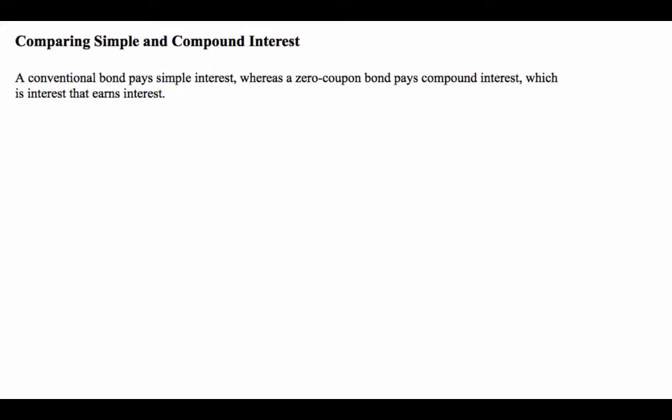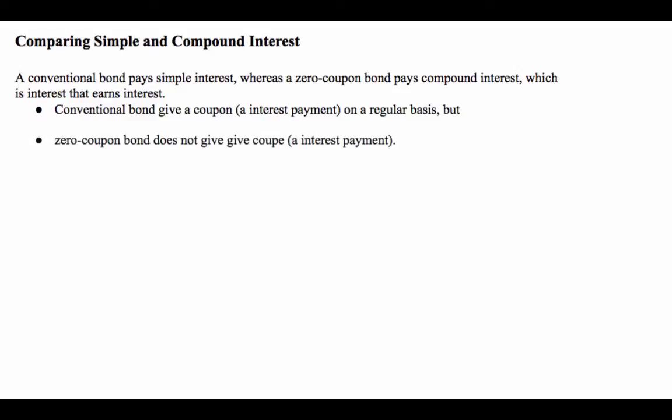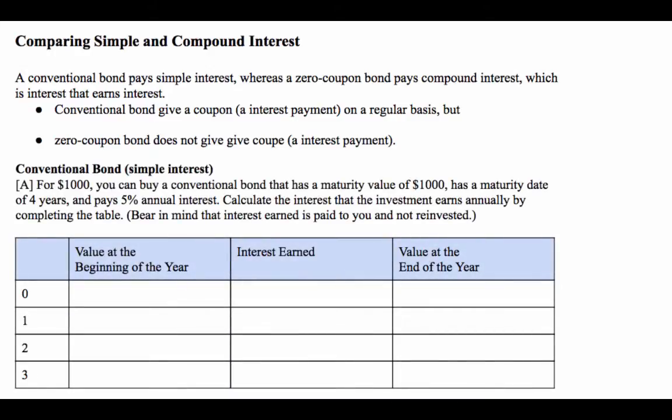There are two types of bond that exemplify that. A conventional bond gives a coupon, an interest payment on a regular basis, but a zero coupon bond does not give a coupon or simple interest payment. So in a conventional bond, with simple interest, for $1,000 at the beginning of the year that you put in, let's say it gives you 5% of that money, and sometimes it's given to you once a year or divided up into twice a year.